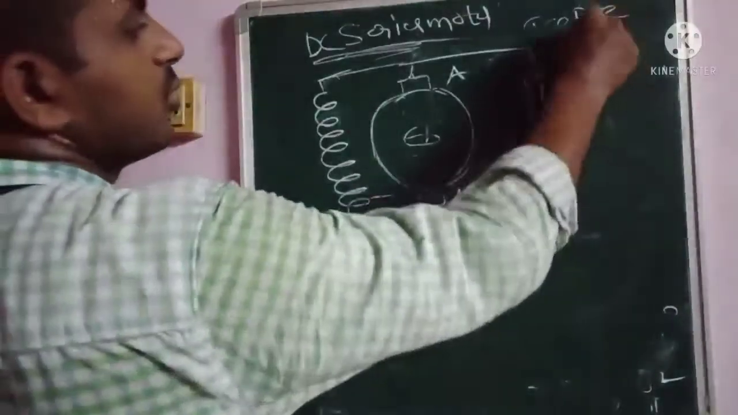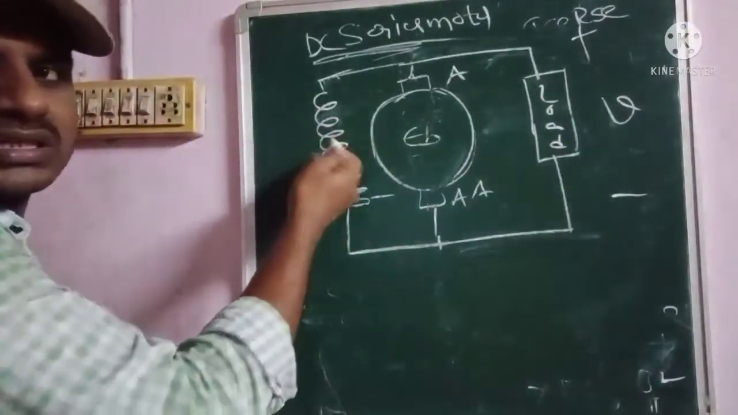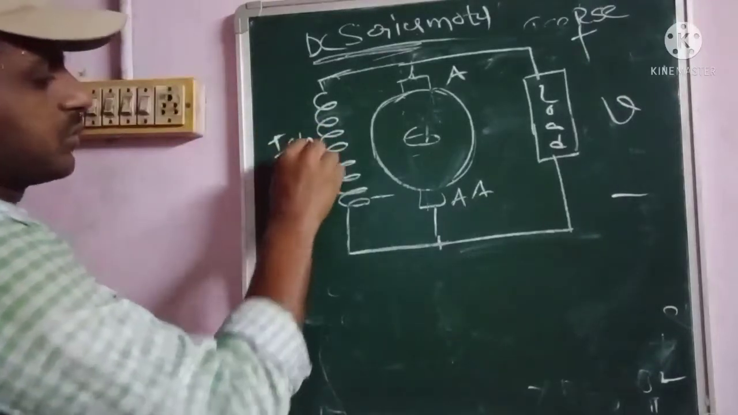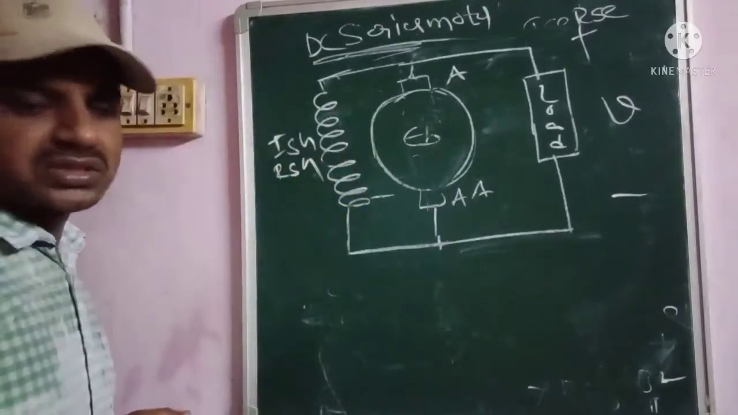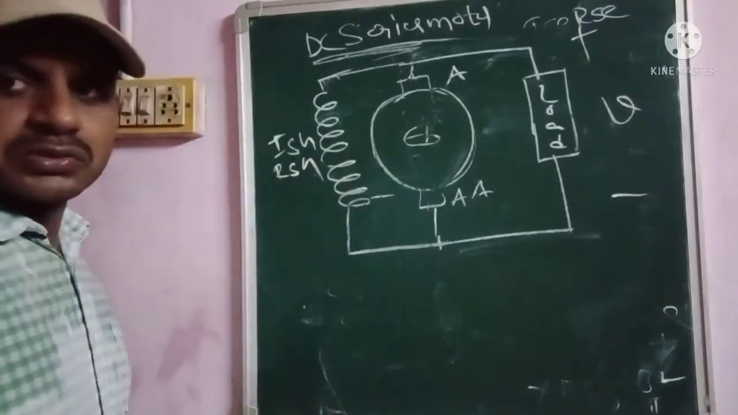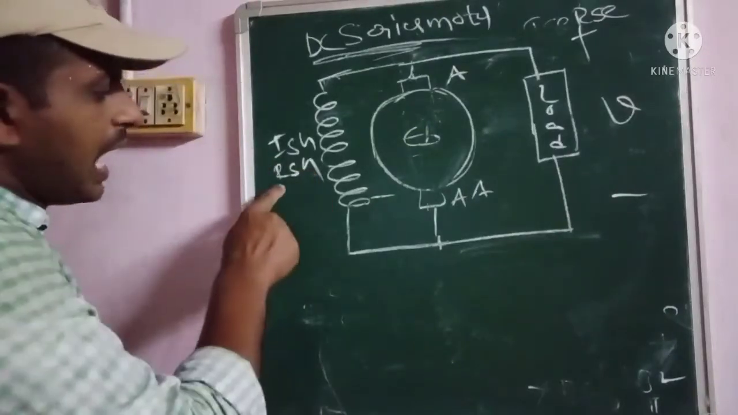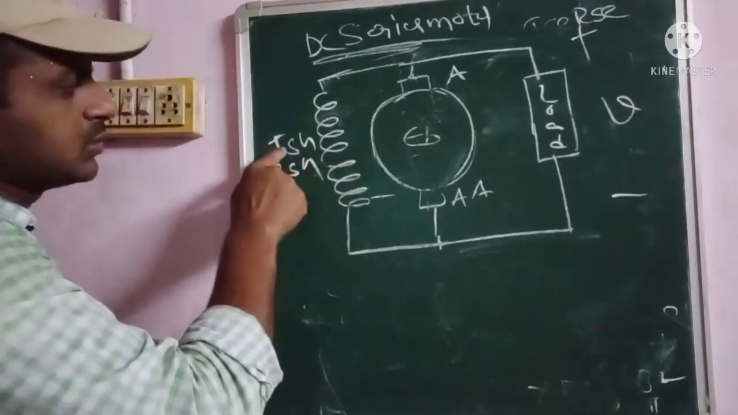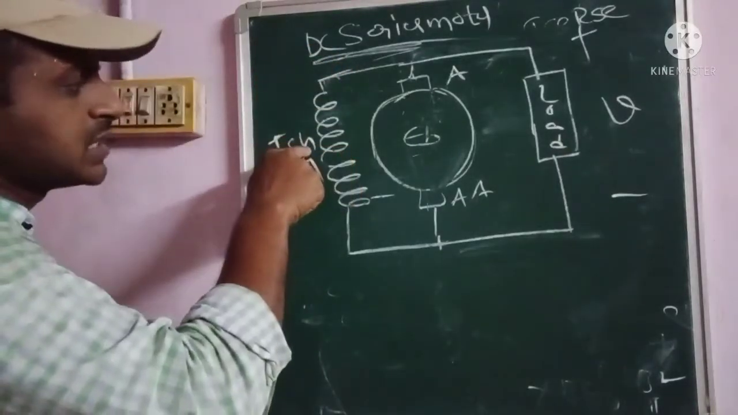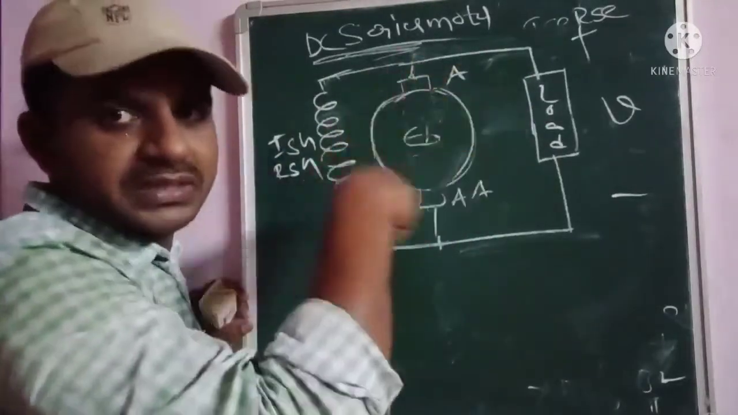So this is like the load, which we already know. This is a shunt field, given as ISH into RSH. The shunt field current is given as ISH, and the internal resistance is given as RSH. SH means shunt, R means resistance, and I means the current that will flow into the entire winding. So this is the total representation diagram.